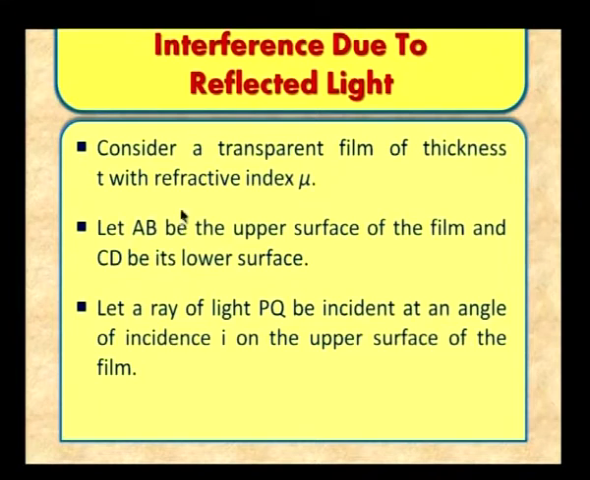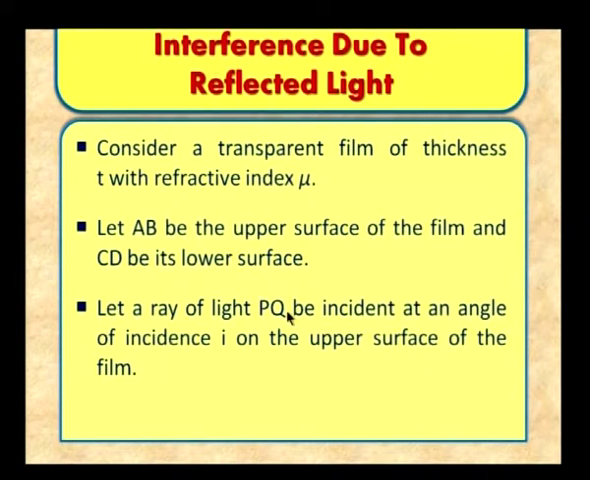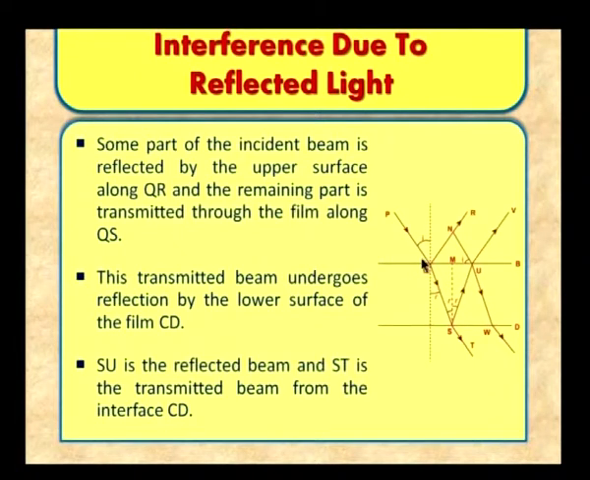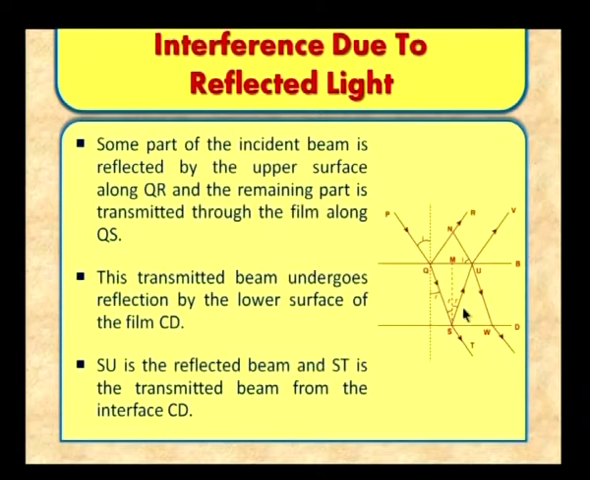Consider a transparent film of thickness T and refractive index mu, where AB and CD are the top and the bottom surfaces. The light ray PQ is incident on this surface. You have QS here and SU here. Let us now go to the mathematics. The two light rays are PQSUV, the light ray PQS and so on, and the other light ray is PQR.